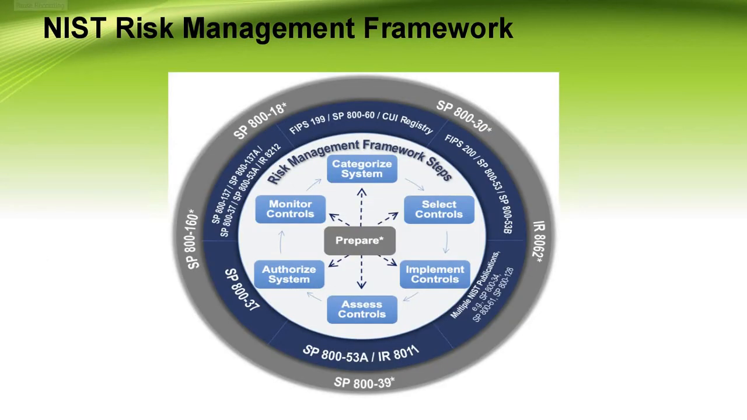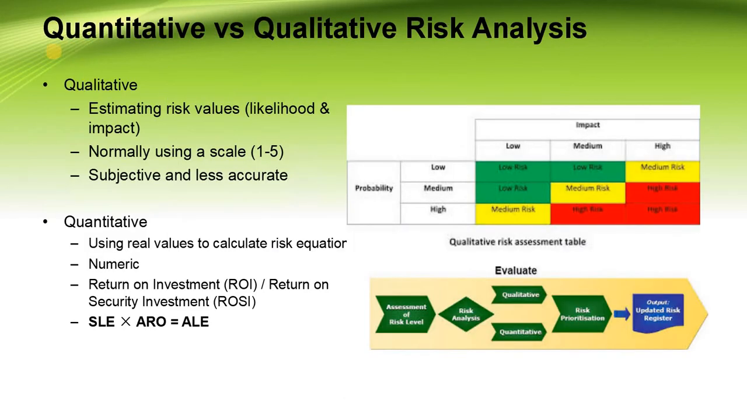So, NIST has developed the Risk Management Framework, a set of processes for federal bodies to integrate information security and risk management into their system development life cycle. We can see here the flow of how it works: categorize system, select controls, implement controls, assess controls, authorize system, and then monitor controls. So this is how the flow works in NIST. Let's go to the next slide.